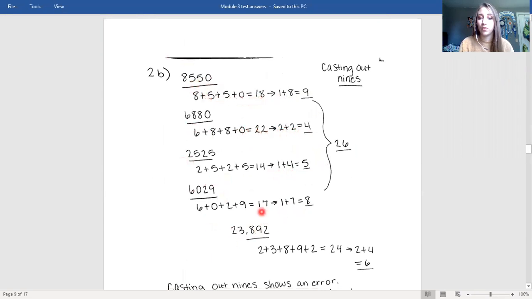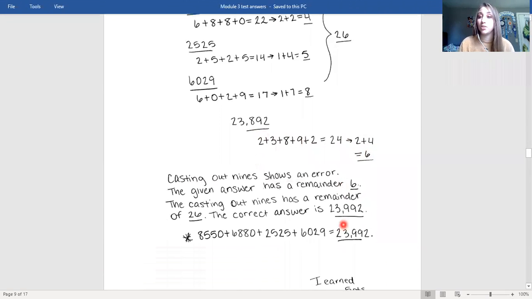Okay, so then you do the answer that they gave us. 24. 2 plus 4 equals 6. Well, then that also shows that casting out 9 shows an error, because the given answer has a remainder of 6, and the casting out 9 has a remainder of 26. The correct answer is 23,992, and it shows how we got that.